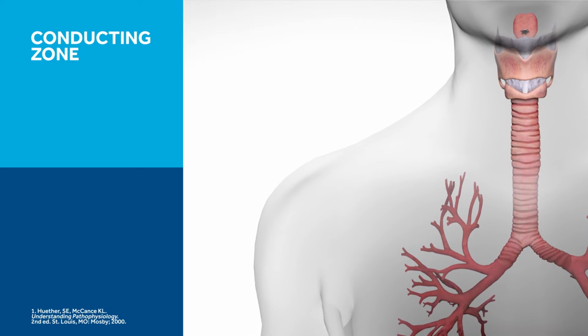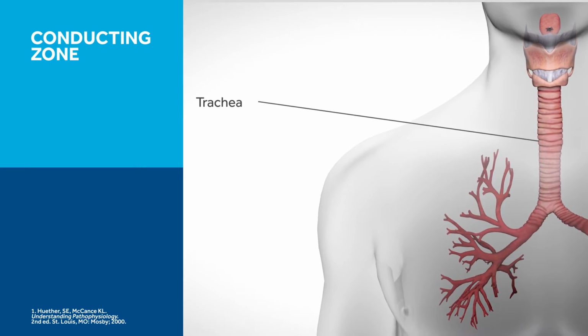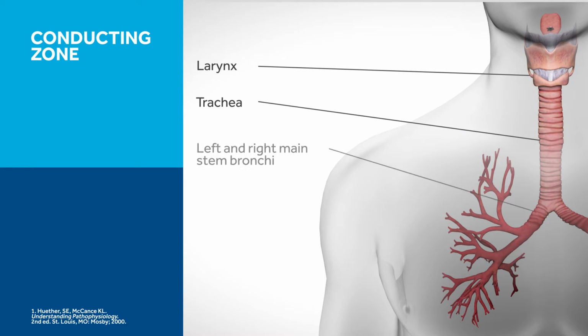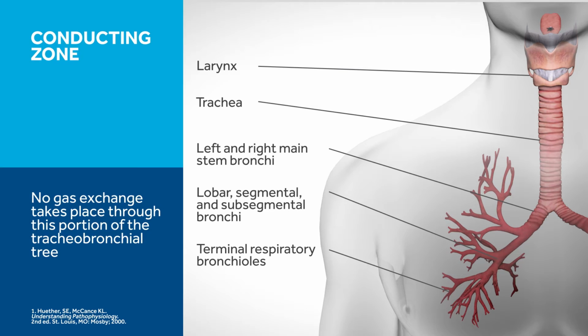The tracheobronchial tree is comprised of branching airways. The trachea connects the larynx to the left and right mainstem bronchi. The mainstem bronchi branch into lobar, segmental, and subsegmental bronchi before finally branching into the terminal respiratory bronchioles. No gas exchange takes place through this portion of the tracheobronchial tree.